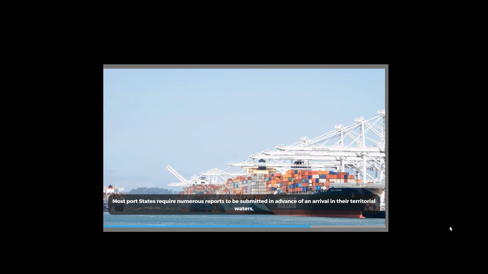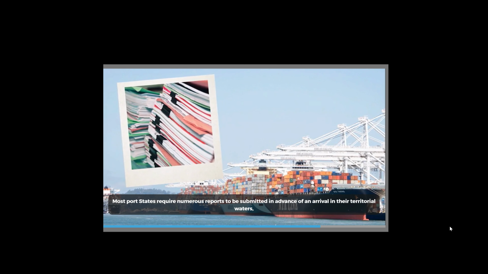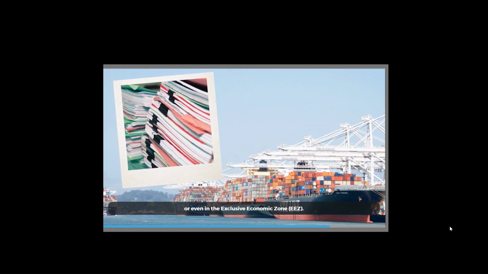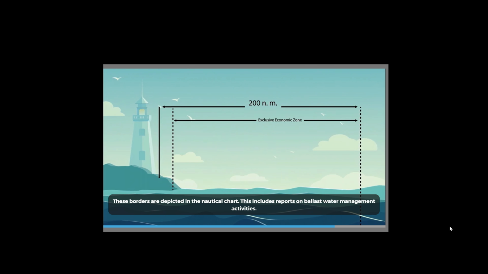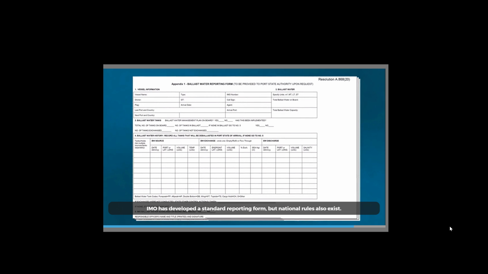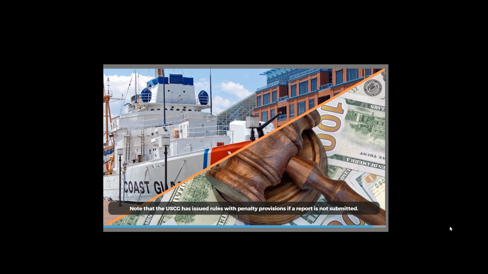Most port states require numerous reports to be submitted in advance of an arrival in their territorial waters, or even in the Exclusive Economic Zone, EEZ. These borders are depicted in the nautical chart. This includes reports on ballast water management activities. IMO has developed a standard reporting form, but national rules also exist. Check with the port state what their rules are. Note that the USCG has issued rules with penalty provisions if a report is not submitted.